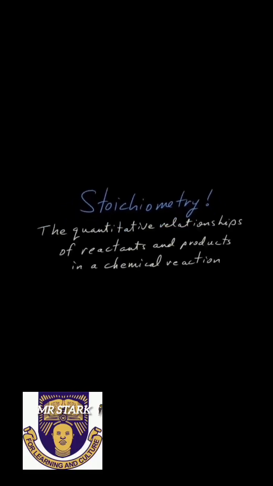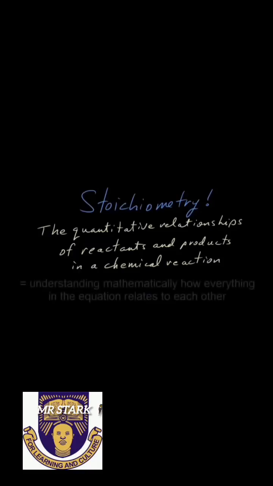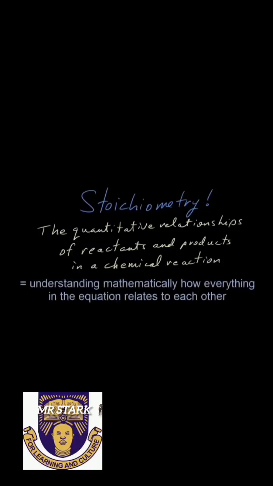Okay, this is a tutorial on stoichiometry. Stoichiometry is basically defined as the quantitative relationships of reactants and products in a chemical reaction. So what exactly does that mean? And how can we understand mathematically how everything written in the chemical equation relates to each other?